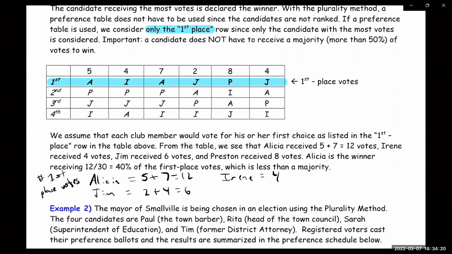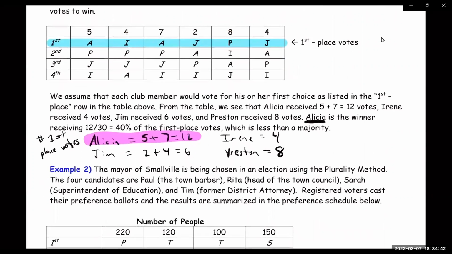How about, there's one more, Preston, right? Looks like he got 8. All right, so that would be 8. So who got the most? Alicia. Sure. Alicia, so she would be the winner. Alicia is the winner, and notice she didn't even get the majority.